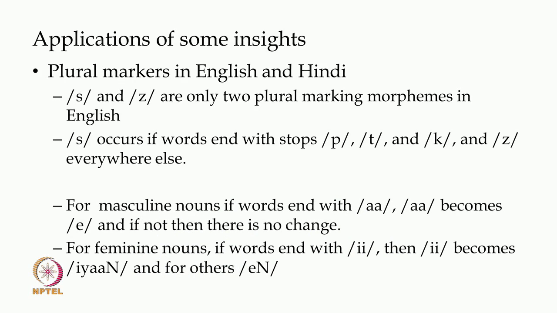One is, if the word ends with aa, then the aa changes to e, and then we get a plural marker. There are hundreds of examples of that. Kamra becoming kamre, tala becoming tale. Kamra is a Hindi word for room, tala is a Hindi word for lock, and so on, and you can take more examples. You can do this exercise on your own, verify.